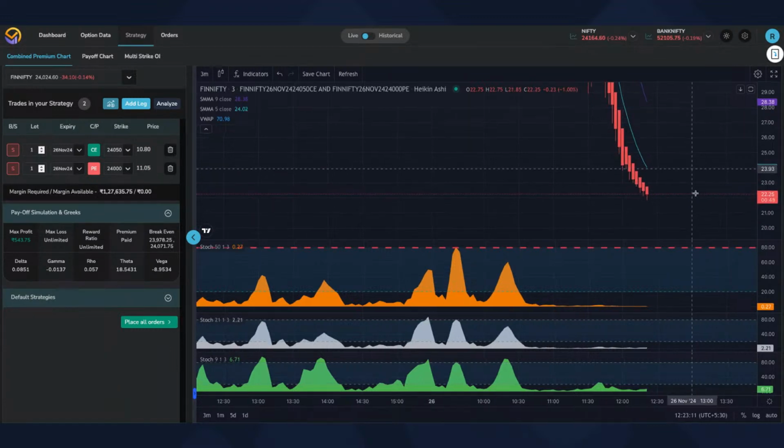22.10. This is Heiken-Ashi. The calculation of Heiken-Ashi is a little different than the real values. So let's wait for some time and then see what is happening.